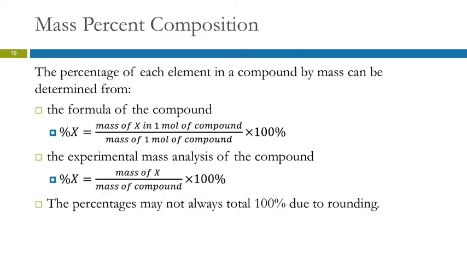If you do that for each element in the compound and add up the percentages, they should add up to 100%, right? Now, when you're doing actual calculations, it might be slightly off. And by slightly off, I mean like 100.3, not 110. It might be a little bit off just because of rounding.